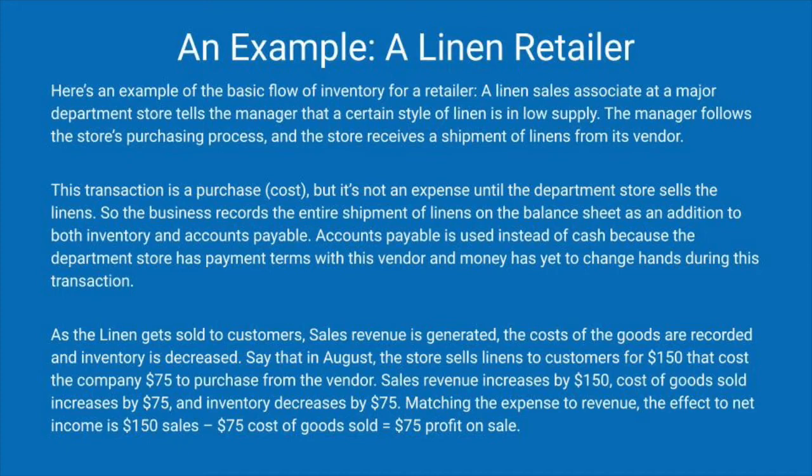So say, for example, in August, the store sells linens to customers for $150. It costs the company $75 to purchase from the vendor. The sales revenue is recorded as $150, and that increases sales revenue. The cost of goods sold goes up by $75 as the product goes out the door, and the inventory decreases by $75, because keep in mind the inventory is held at the historic original cost of the product. So matching the expense to the revenue, the effect on net income is $150 in sales less $75 in costs, which equates to a $75 profit on the sale.